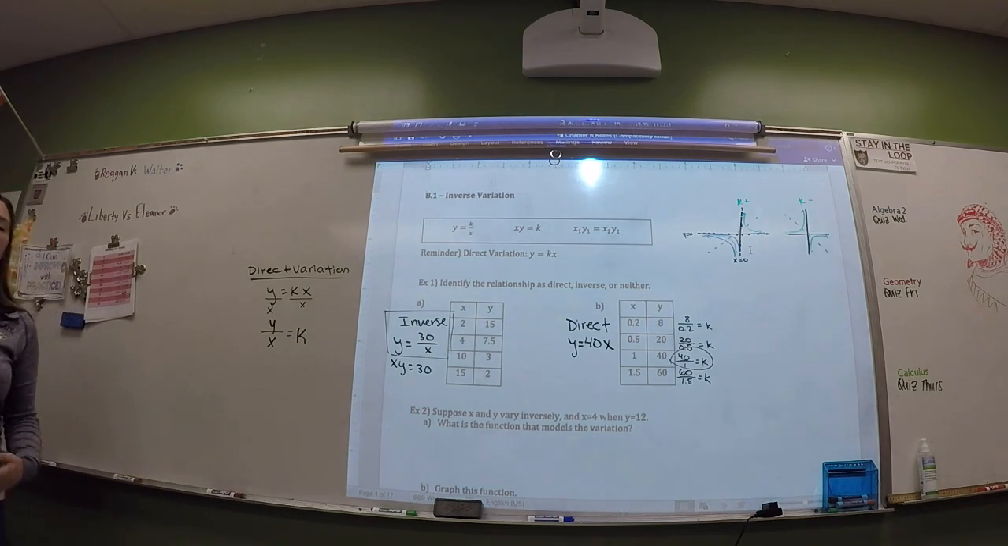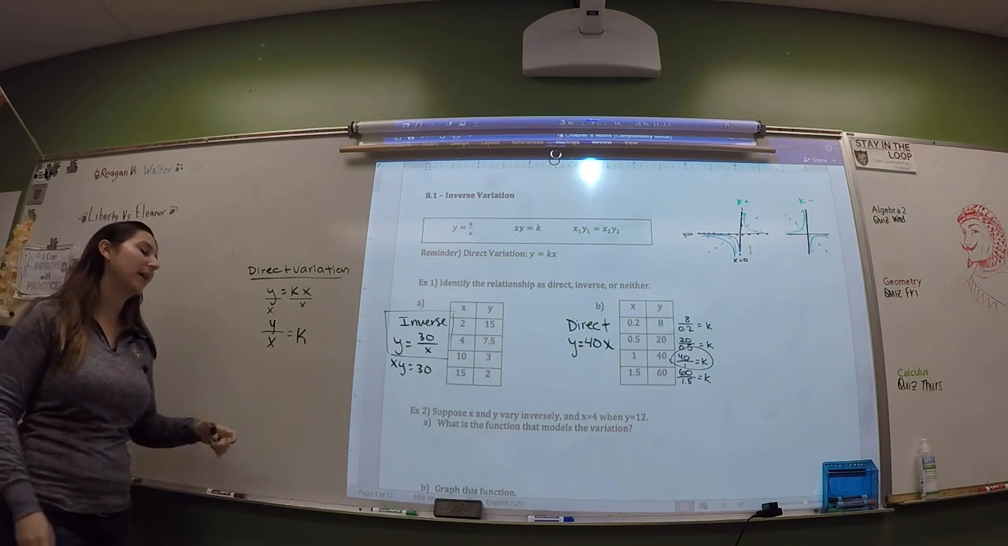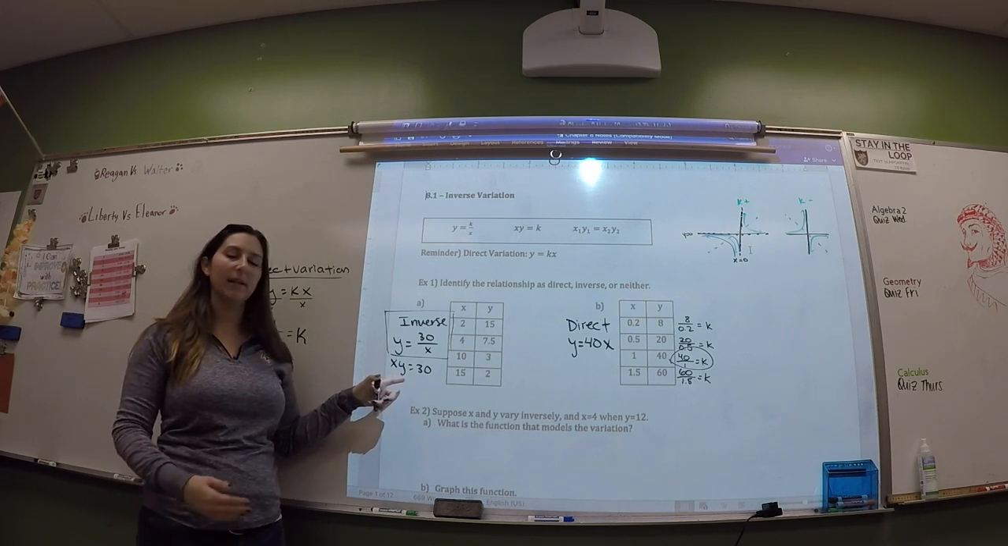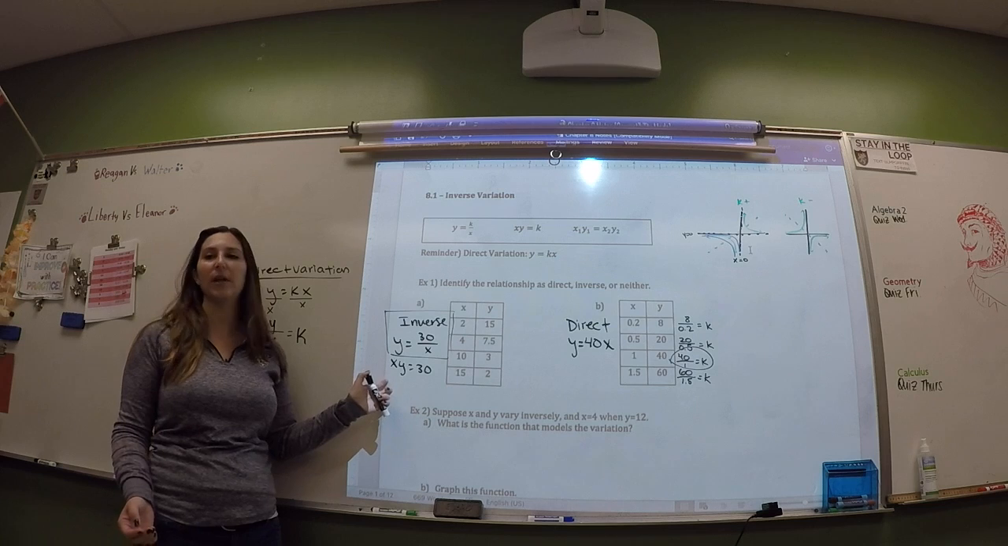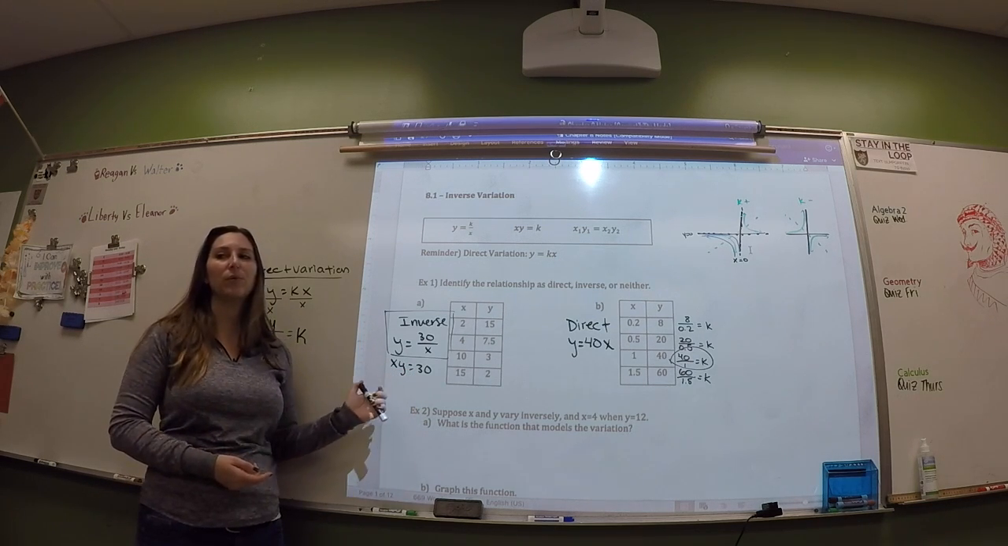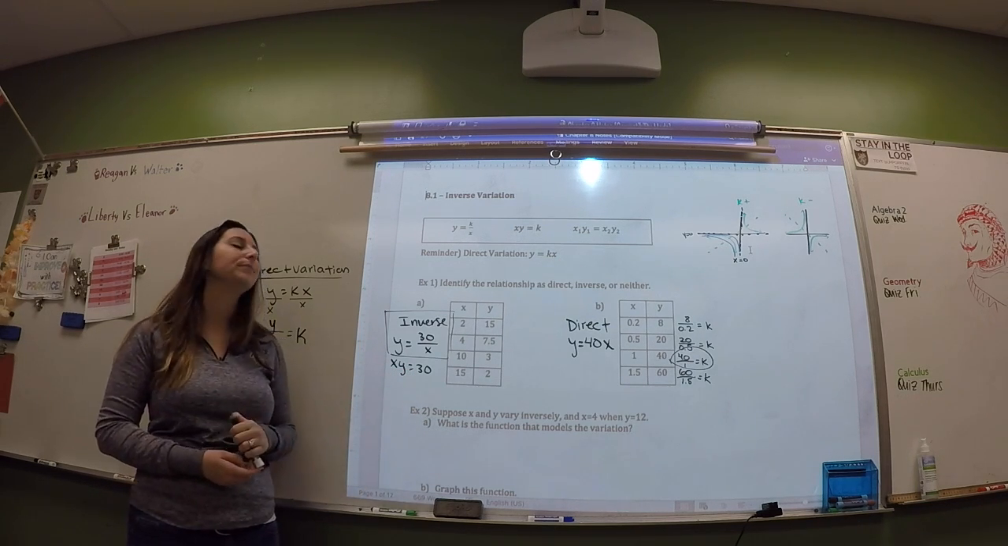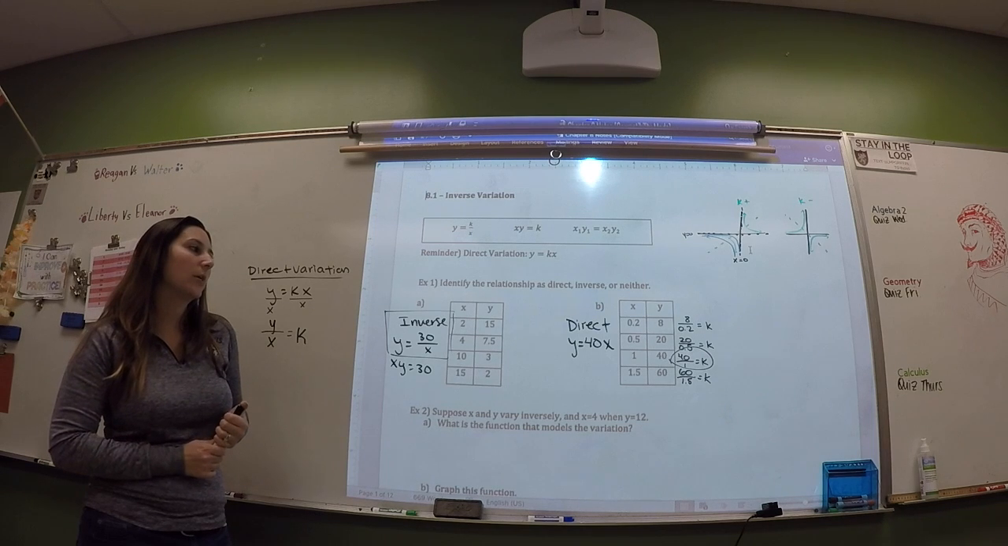Or like a slope of 40, that would create a line. For the inverse part where you have x and y equals 30, it just means you can use either of those. If we're writing a function, usually we write it like y equals. I just put this here because that's how we found 30. We took the x, we took the y, and we got 30. But we wouldn't write an equation like that. It's the same relationship though.